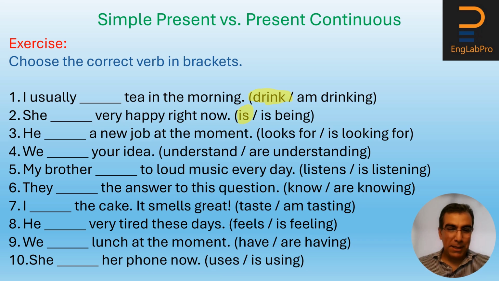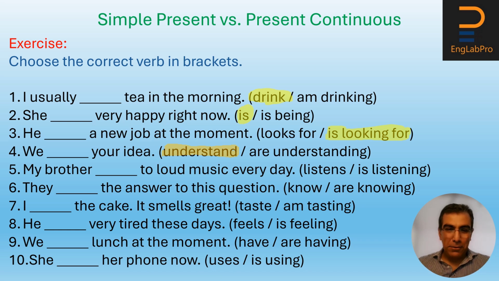The third one, he, a new job at the moment. Well, the answer is is looking for. Look for means search. Is looking for it. Why? Because it says at the moment. And when it says at the moment, it means that this is temporary. It is not for all the time. Number four, we, your job. Well, the word is understand, because understand is one of the non-action verbs.